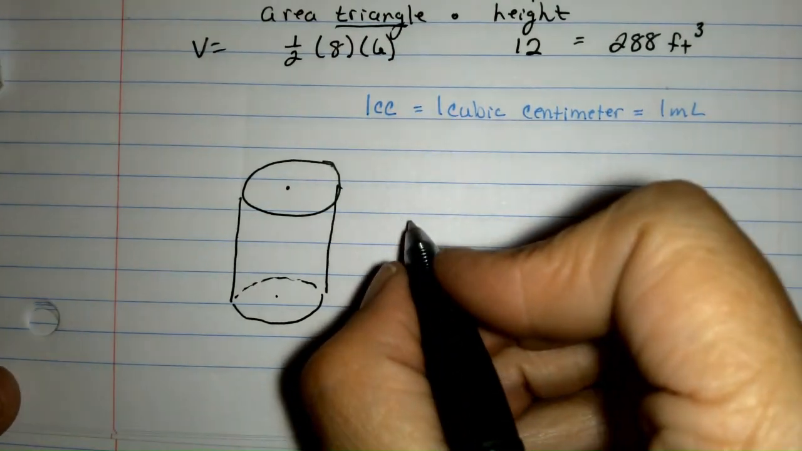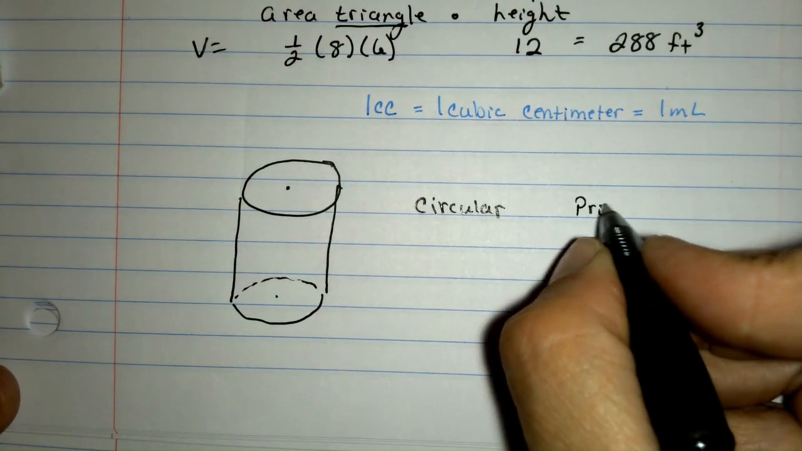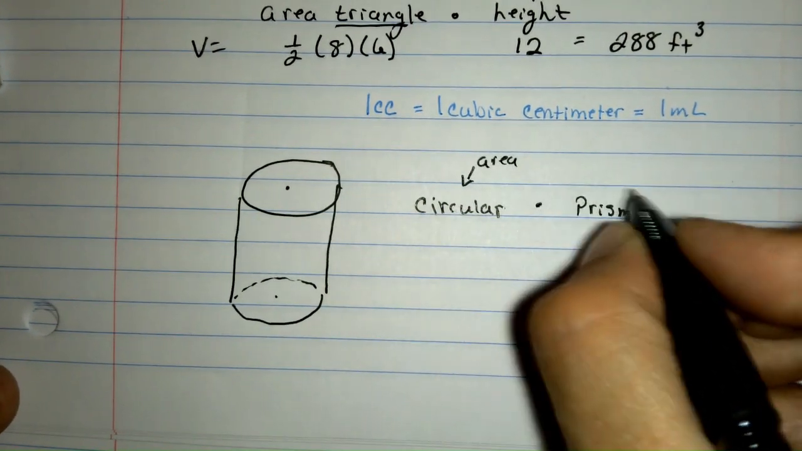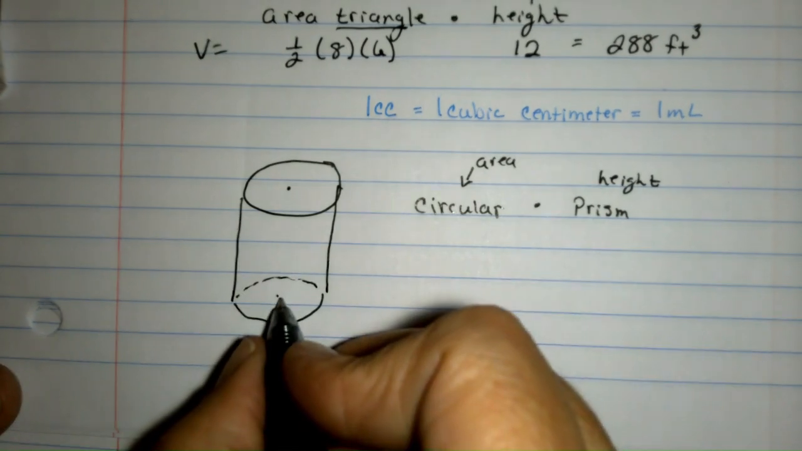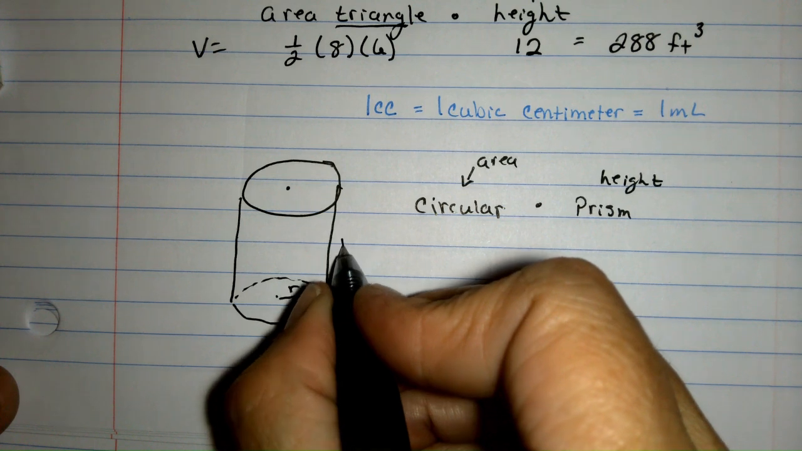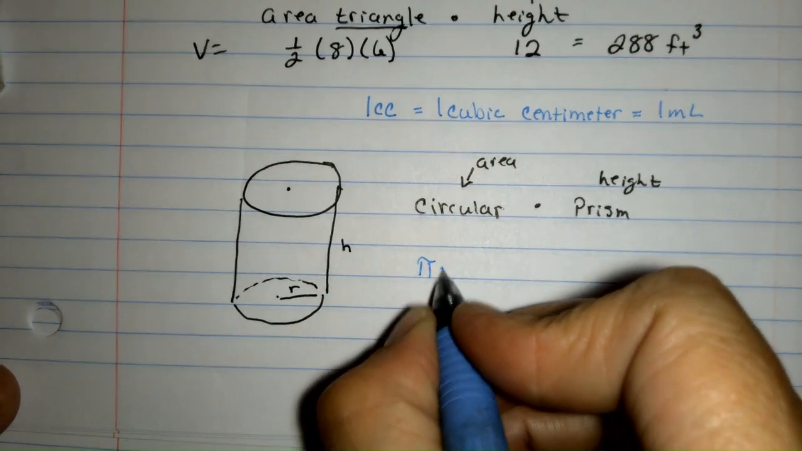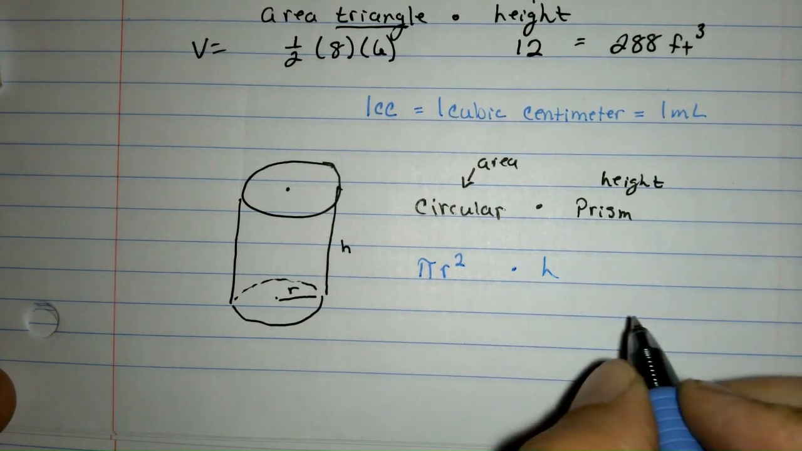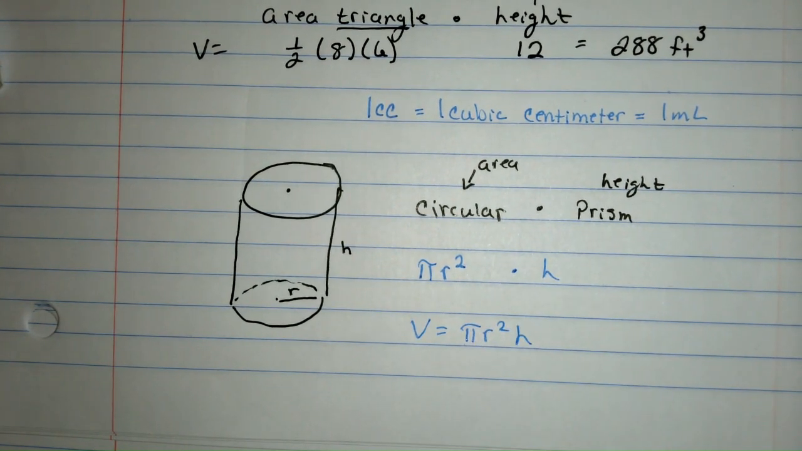So a cylinder would also be a circular prism. So we need the area of the circle multiplied by the height of the prism. And I'm just going to label this R and this H. So how do I find the area of a circle? Well, pi r squared. And the height is labeled H. So the volume would equal pi r squared H. Absolutely, that formula has been there before.